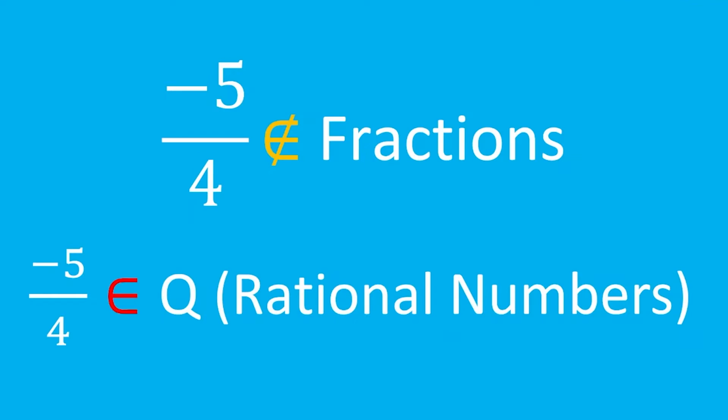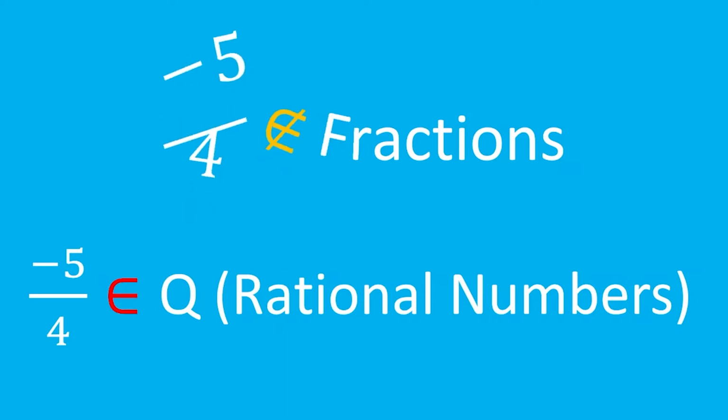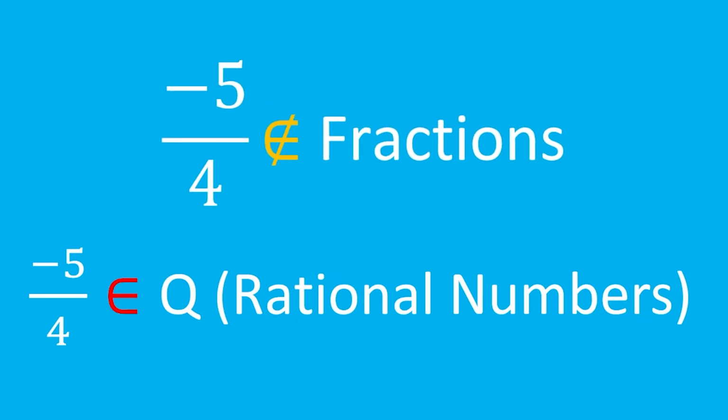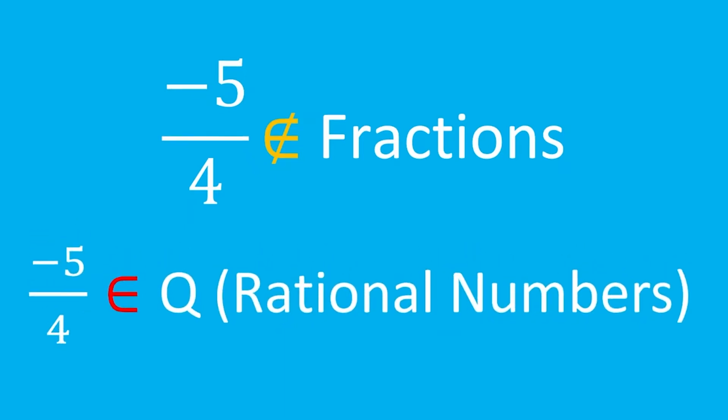Now here we have this rational number, minus 5 by 4. Now this does not belong to fractions because, as we saw earlier, p or q cannot take a negative integer. It should only be a whole number. Minus 5 by 4 belongs to rational numbers.